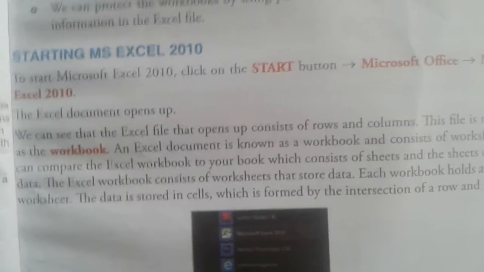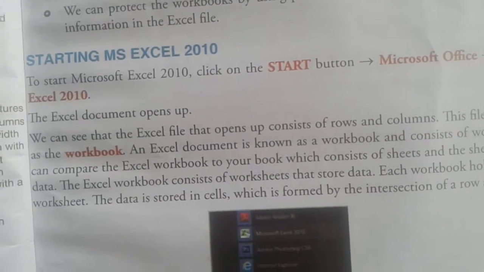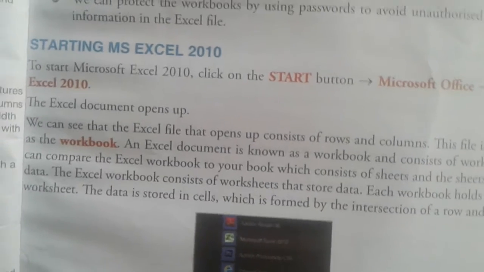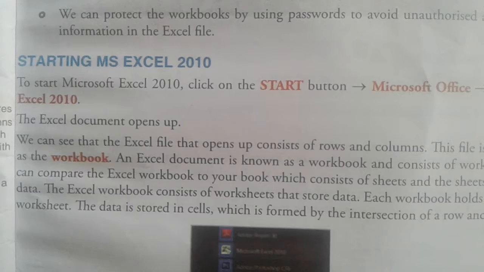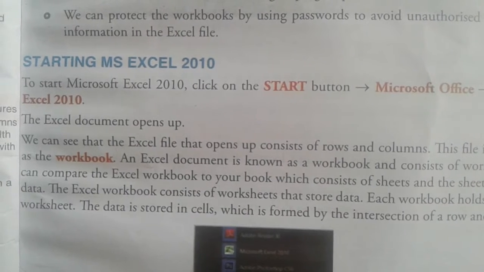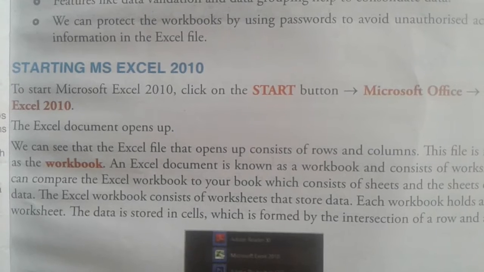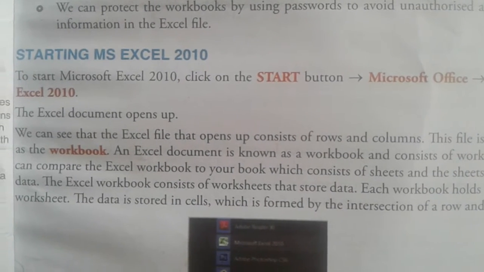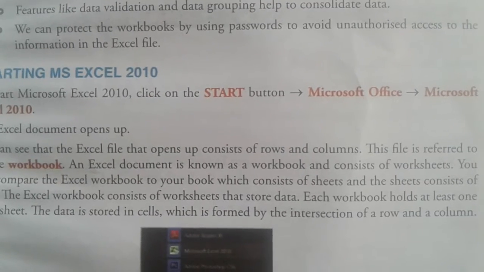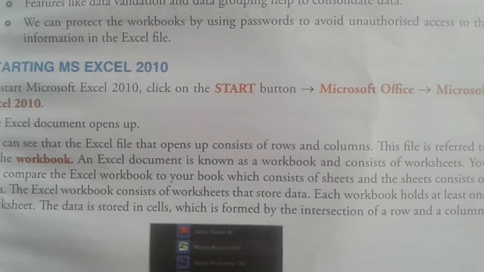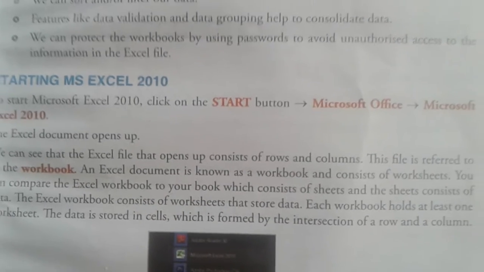So this one is a long procedure. What you need to do is press Windows R, which is the Run command, and write MS Excel. The Excel document opened up. After opening this, we can see that the Excel file consists of rows and columns. All of you know that an Excel file is created through rows and columns.